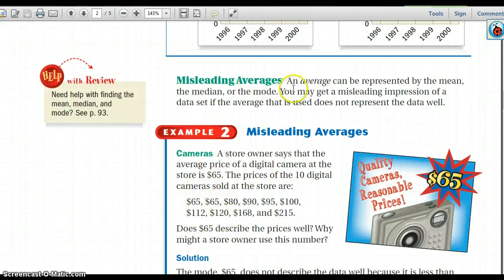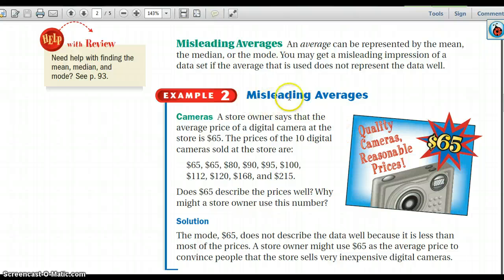Now here we have averages. So sometimes the average can be the mean, where we add up all the data and we divide it by how many data points there are. It could be the median, the middle. We've talked about how to find mean, median, mode, which is the most often. So here's an example of when they are using misleading averages.